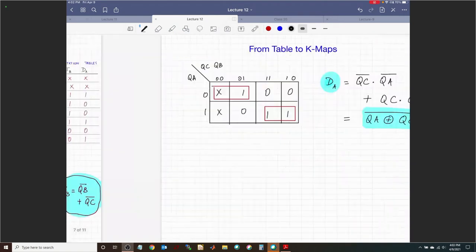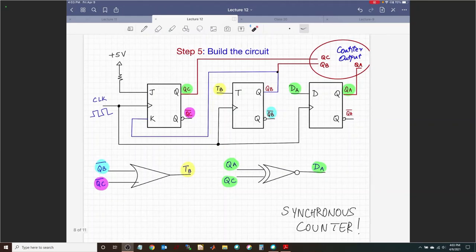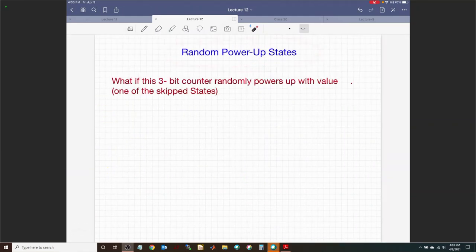So we have built this circuit here, and now suppose we turn it on. When you turn it on, the initial value of QC, QB, QA could be 0, 0, 0, or it could be 0, 0, 1. What happens if that is the case? We need to discuss the random power-up states. The question here is, what if the 3-bit counter randomly powers up in the value? We need to pick one or the other, either the 0 or the 1. What do you guys think? If it powers up at 0 or powers up at 1?